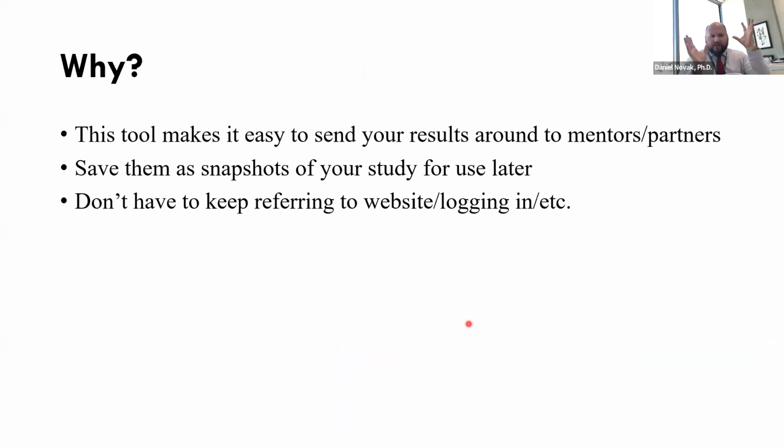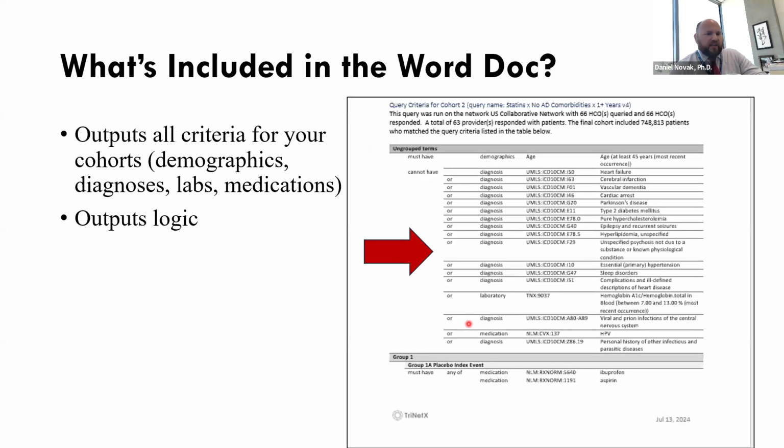because everything, all the numbers, all the metrics, all the variables you used in your analysis are going to be captured in there, along with all the codes you used, so other people can check them and make sure that they're accurate. You can send them to a specialist and have them check and see whether you're using the correct CPT codes or not. You can log that snapshot for later and make sure that you can refer back to it over time. And you don't have to keep referring to the website and logging in and everything like that. You can just have a nice little paper that you can copy and paste into Word documents or something like that. What's included in the Word doc?